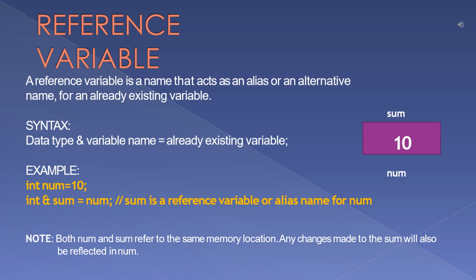See in this example, int num equal to 10. Num is a usual variable. Int &sum = num, which is assigned to num. So sum is a reference variable which is referring to the same memory location as that of num. Any change in sum will be reflected in num, and any change in num will be reflected back in sum. You can access sum the way you access num, not like pointers. For pointers, you will be using the indirection operator. Here, the indirection operator is not required. You can simply write it as sum.